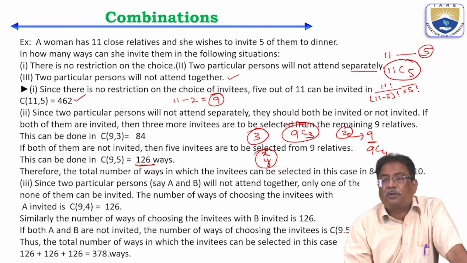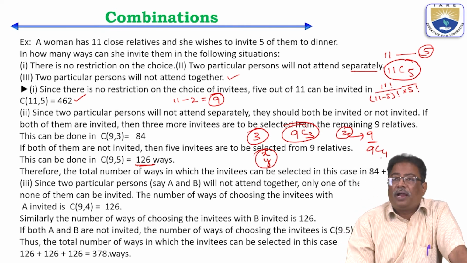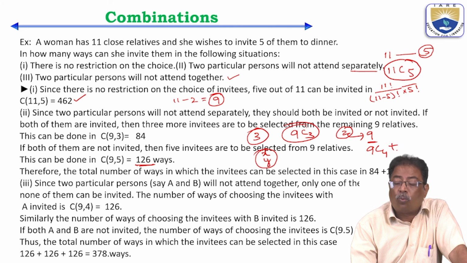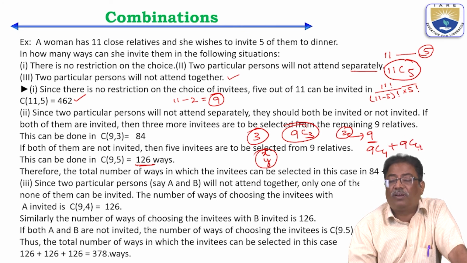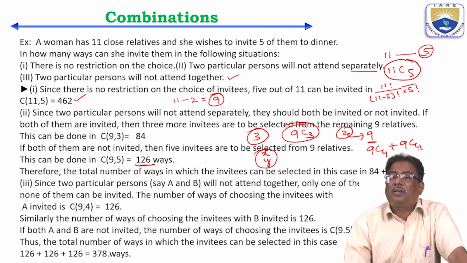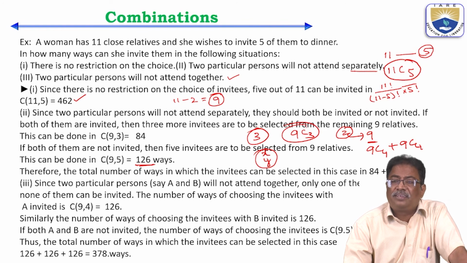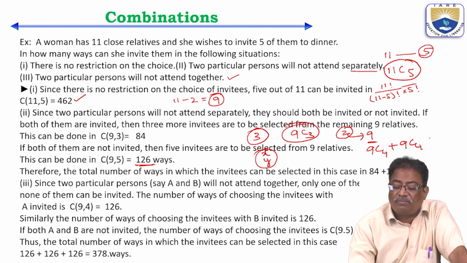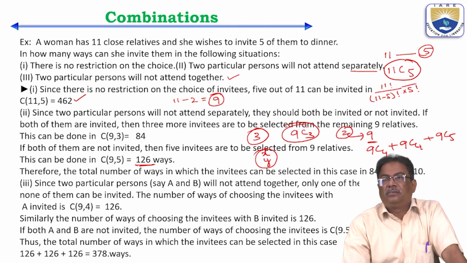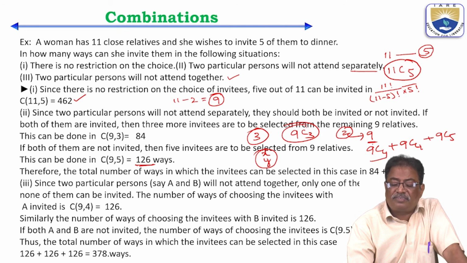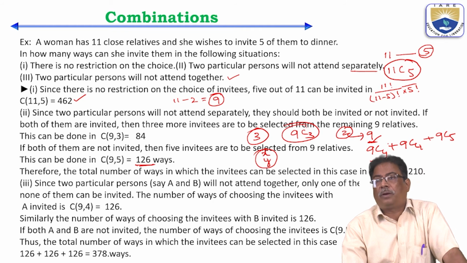9C4. Y automatically is not going to attend. And the second possible case is Y is invited. So that is nothing but 9C4 ways. Automatically X is not invited, X will not come. Then the other case is both are not invited. So both are not invited means, of the remaining, how many can I select? I can select 5 members to the party. So this is if X is invited, of course Y does not attend.